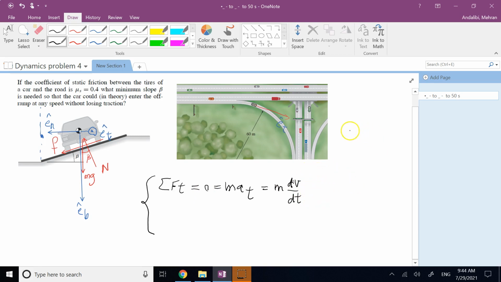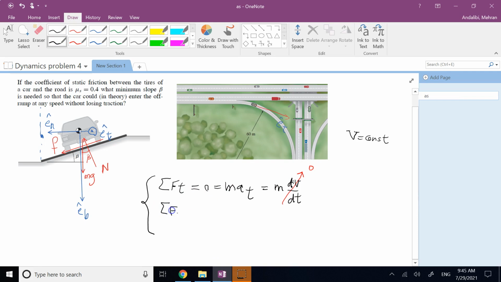This comes from the fact that v here is constant, and so dv over dt is 0. So 0 equals 0, of course. It doesn't give us anything, but you see clearly it is working.